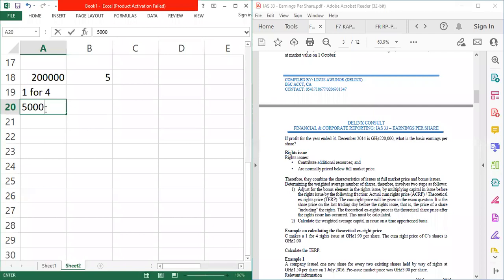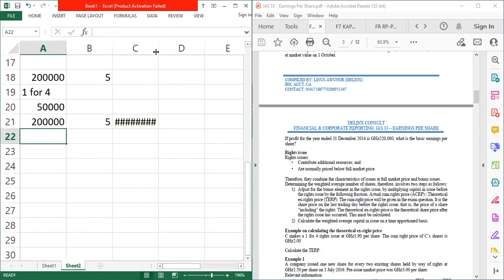Okay. So what is the value of our shares? What is the total value of our shares before the right issue? It will be 200,000 times the 5 cedi, because each share is 5 cedis. That will give us what? 1 million. Am I correct?